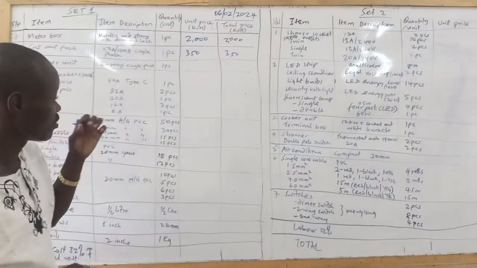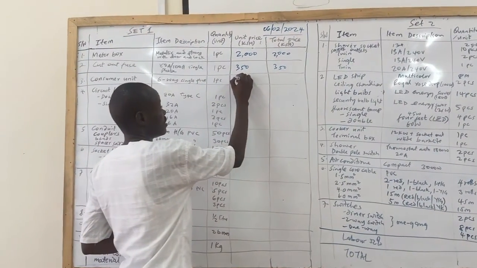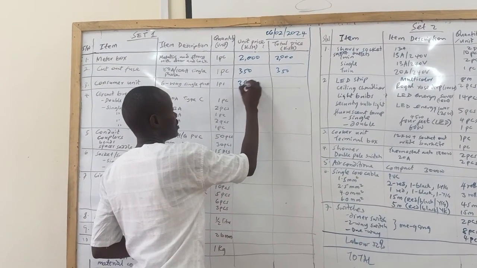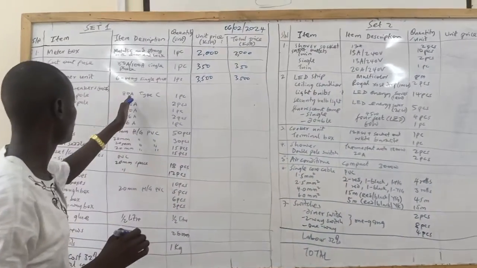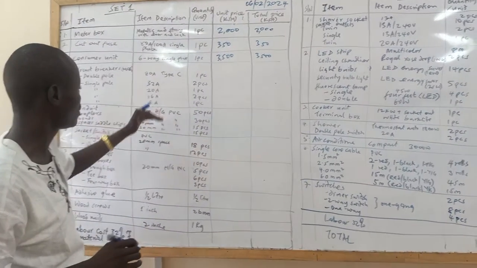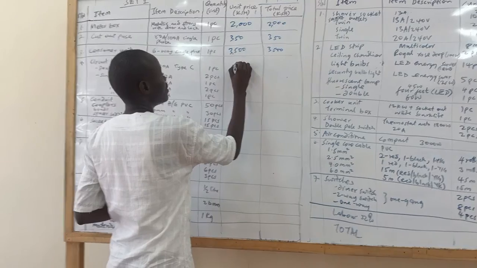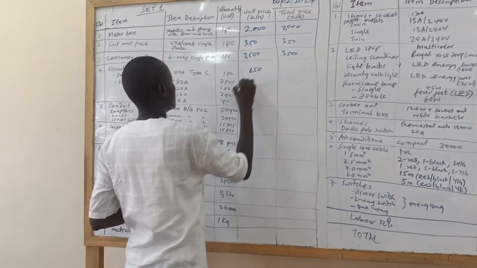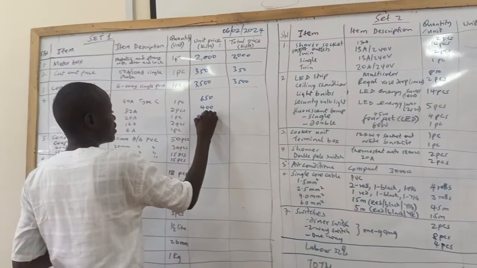Consumer control unit. For a 6-way consumer control unit, assuming I'm going for Tronic, I'll get it at 3,500. Again, that's 3,500. And then with all the accompaniment of the circuit breakers, each piece, like the double pole, is usually more expensive than the rest, the single pole. So for the double pole, I get it at 650, and then the rest I'll be getting at 400 each. These are quality.